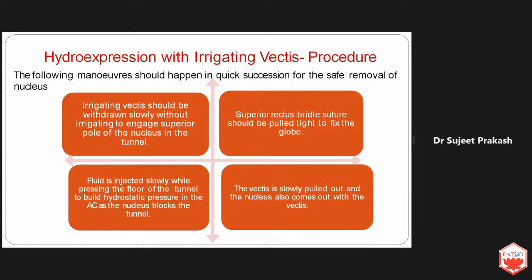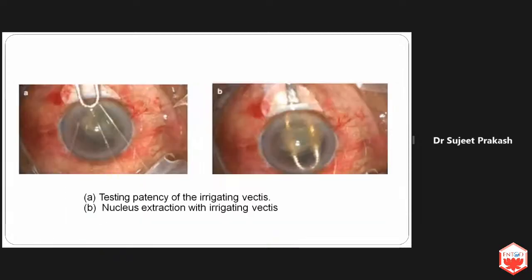During hydroexpression with irrigating wire vectis, the following maneuvers should happen in quick succession for the safe removal of the nucleus. First, the irrigating vectis should be withdrawn slowly without irrigation to engage the superior pole of the nucleus into the tunnel. The superior rectus bridle suture, which was previously given at the start of the surgery, should be pulled to fix the globe. The fluid is injected slowly while pressing the floor of the tunnel to build hydrostatic pressure in the anterior chamber as the nucleus blocks the tunnel, and the vectis is slowly pulled out, and the nucleus comes out along with the vectis due to increased hydrostatic pressure.